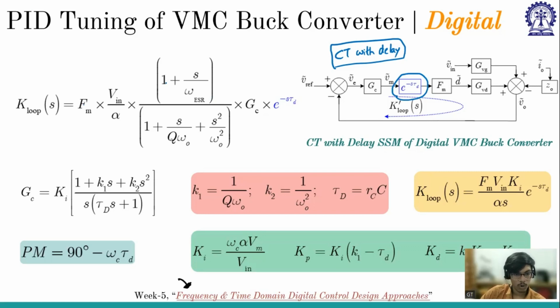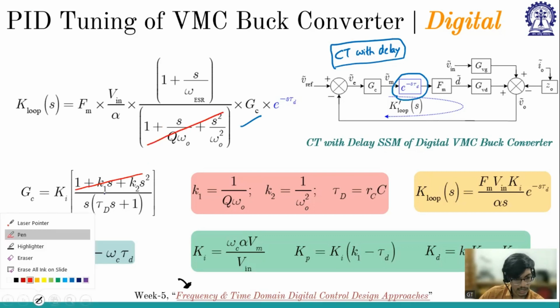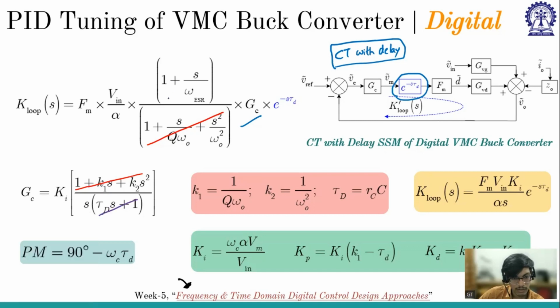If we get the K loop, we'll get this expression. Now what we had done is, we had designed the controller in the first method, pole zero cancellation, where we are cancelling this with this, and we are cancelling the tau d s plus 1 with 1 plus s by omega s. So k1 is 1 by q omega naught, k2 is 1 by omega naught square, and tau d is RCC. After cancelling it, this is the final K loop expression that we got.